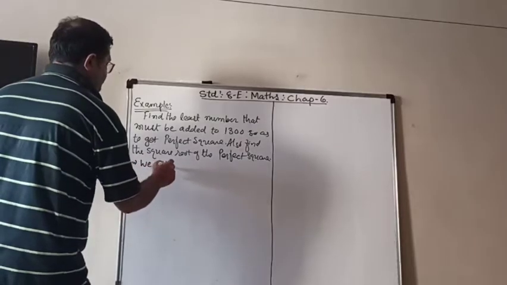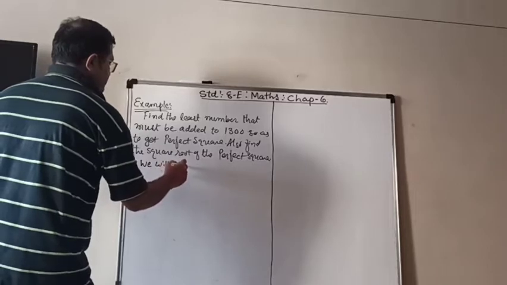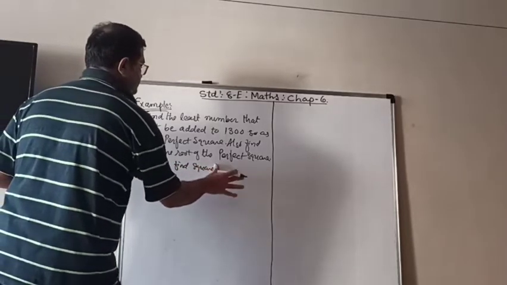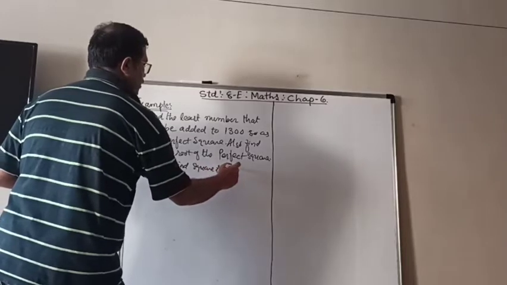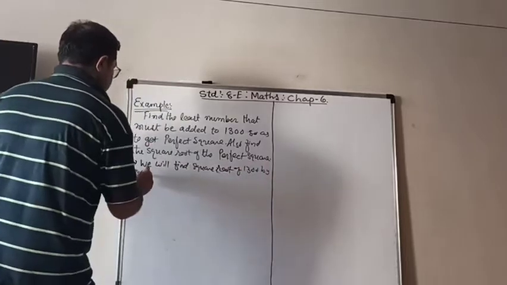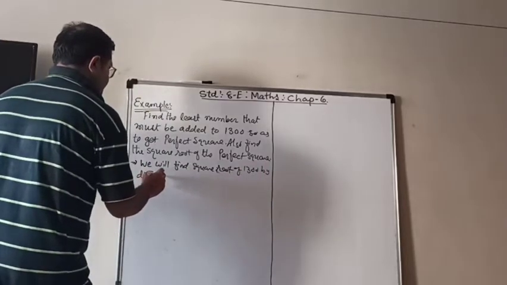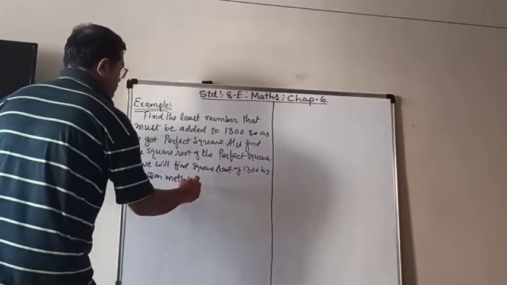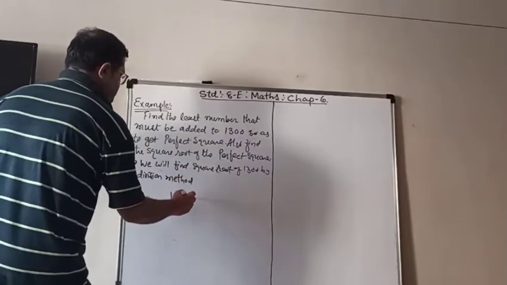We will find the square root of 1300 by the division method. So, 1300.